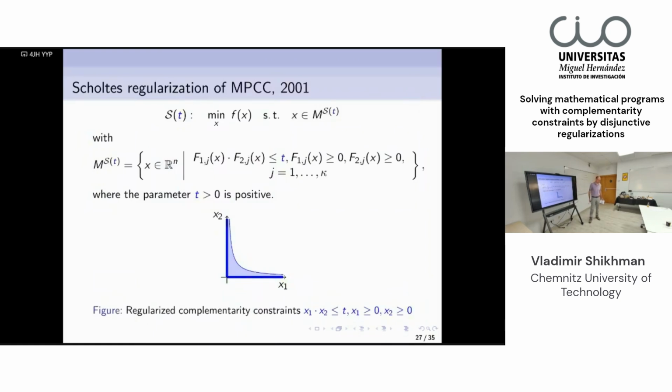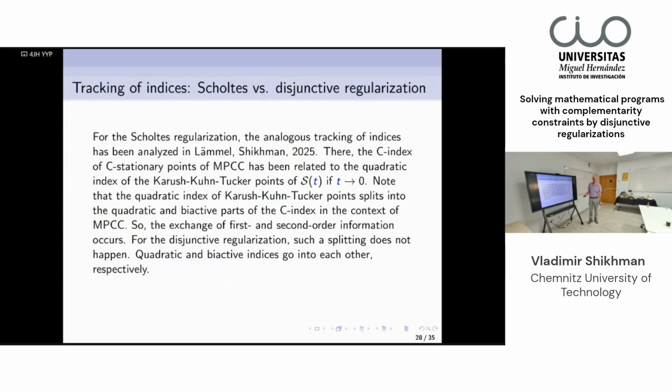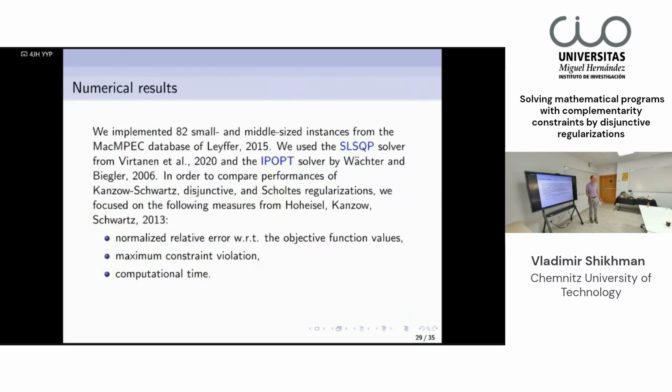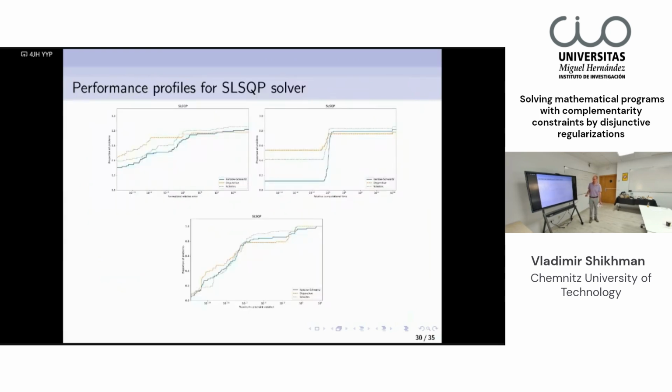There is also the Scholtes regularization, which is standard, where you regularize like this. So this is, of course, like usual NLP, where you have just a quadratic index. And we tracked indices also for Scholtes in another paper, which is maybe now not interesting. We do numerical results, and this is interesting. We tried to compare Scholtes, the Kanzow-Schwartz, and then our disjunctive regularization. What's better? Ours is better.